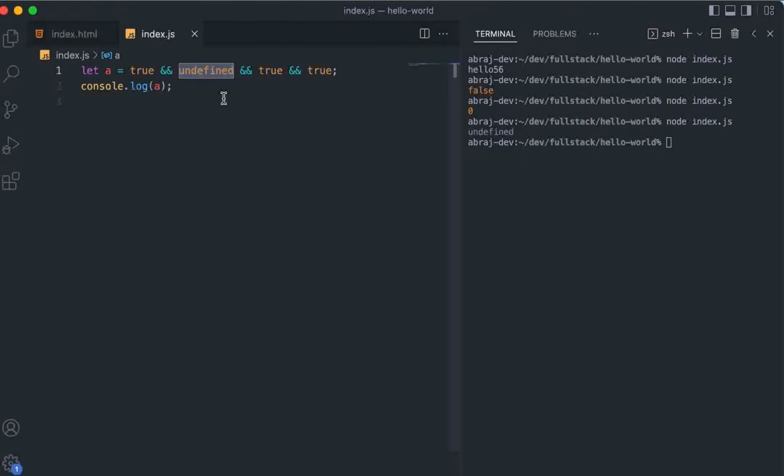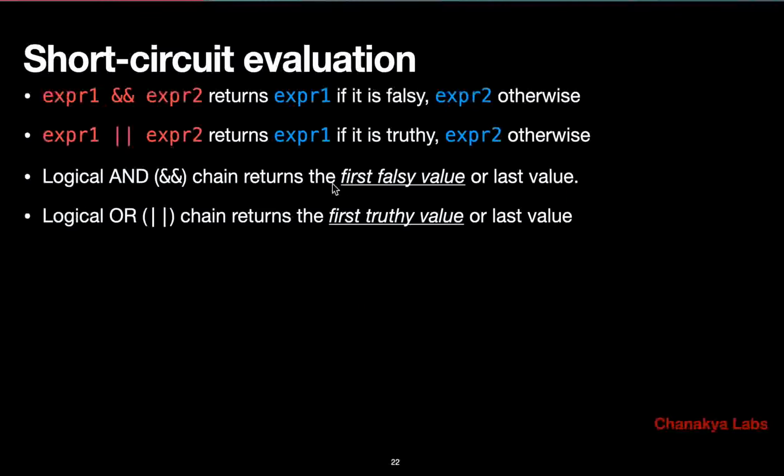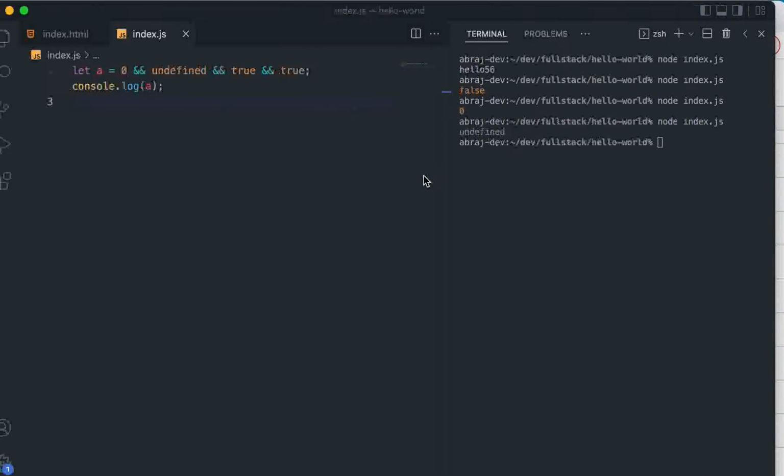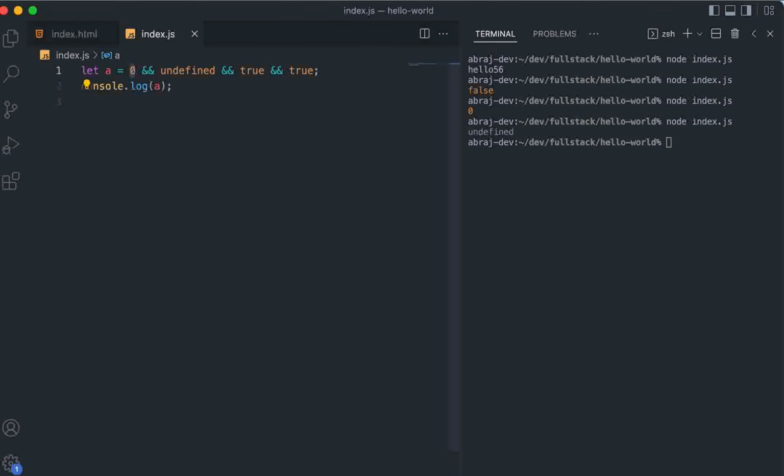Now, why am I saying the first value? You see, only if this thing is true does it come here. If this thing were another falsy value, let's say 0, I'm looking for the first falsy value. So if this thing is falsy, then I will not even go and look at undefined. Whatever, I don't care, because I have encountered a falsy value and now it will return 0, you see, 0. So it has short circuited, it has not even gone to the further values.